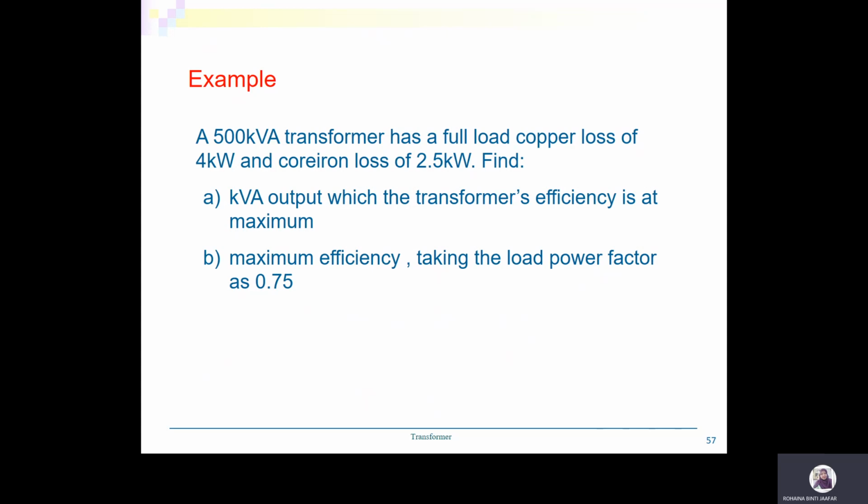So for example, you have a 500 kVA transformer that has a full load copper loss of 4 kilowatt and a core iron loss of 2.5 kilowatt. So the question asks you to find the kVA output at which the transformer efficiency is at maximum.